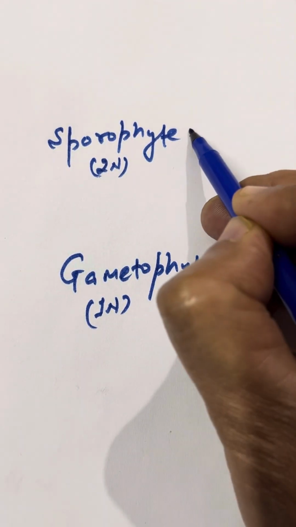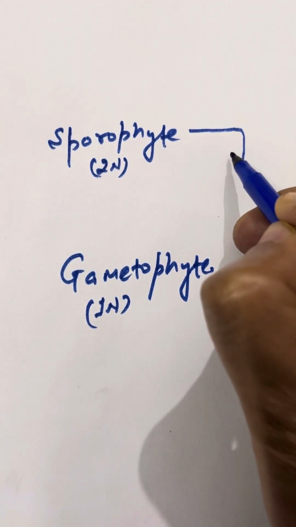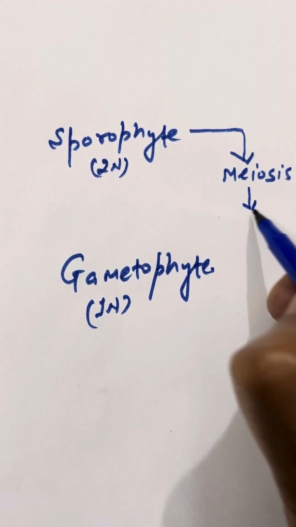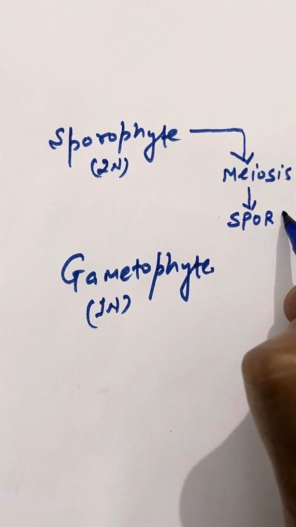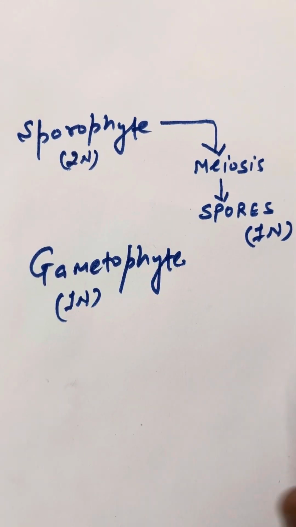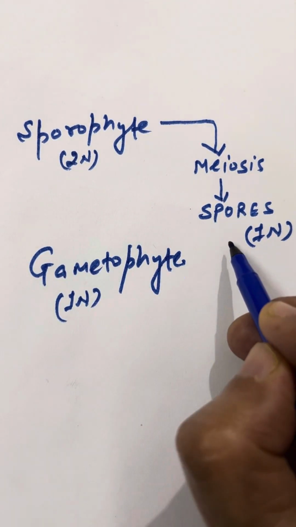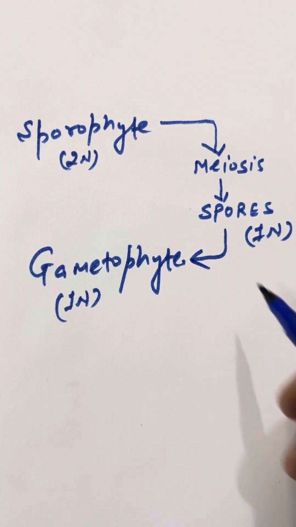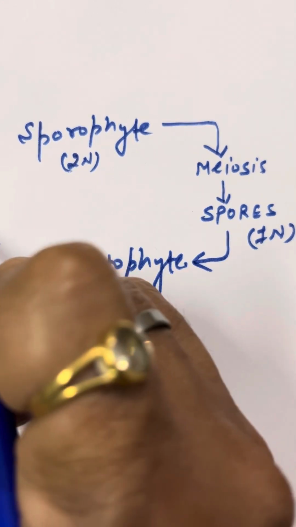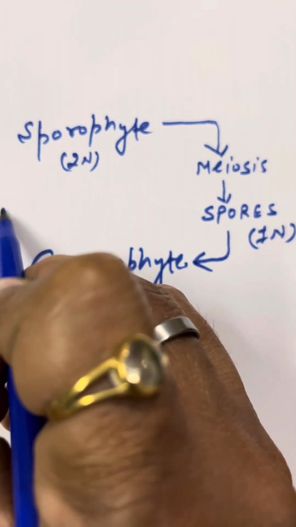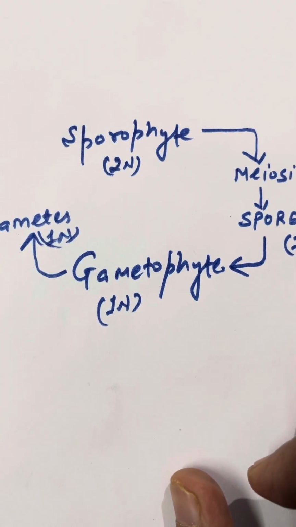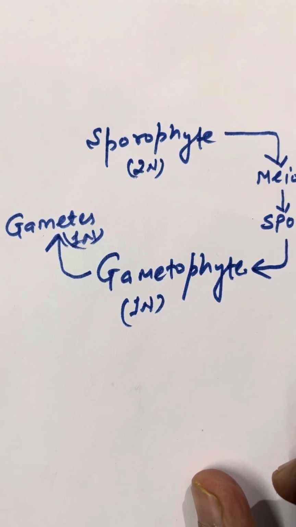Okay, so the sporophyte will undergo meiosis. This will result in spore formation, which will be haploid, obviously, because they have been formed as a result of meiosis. These spores will germinate to form the gametophyte. Okay, the gametophyte will form gametes, which will be haploid. Obviously, haploid gametophyte, haploid gametes, no need of meiosis.